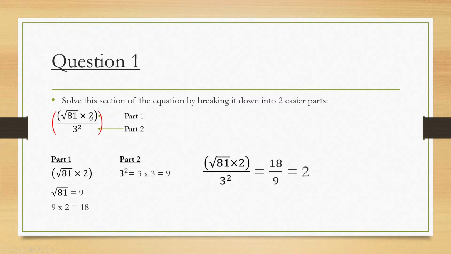The first part is the square root of 81 times 2, and we know that the square root of 81 equals 9. So then we do 9 times 2, which equals 18. The second part is 3 squared, which equals 3 times 3, and the final answer is 9. And then we need to do the square root of 81 times 2 over 3 squared, which, as we have figured out here, is equal to 18 over 9, and the final answer is 2.